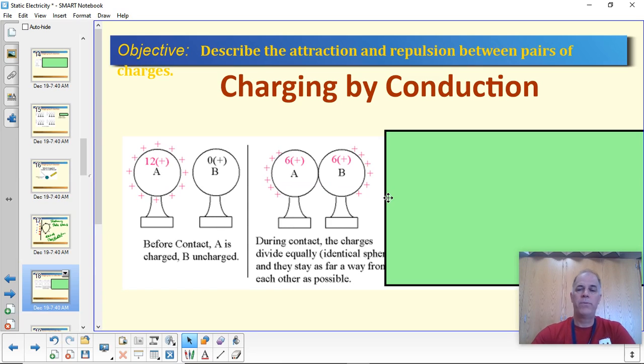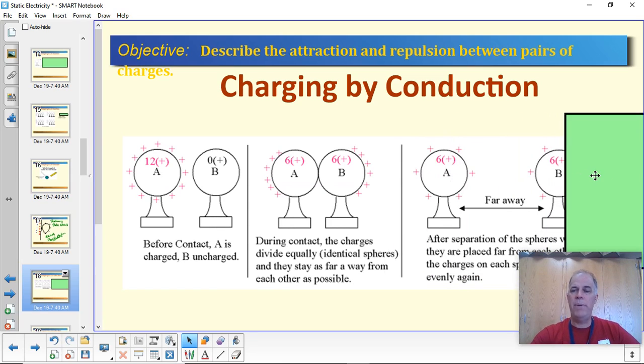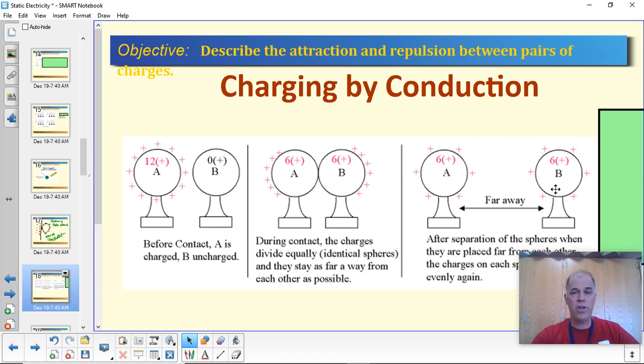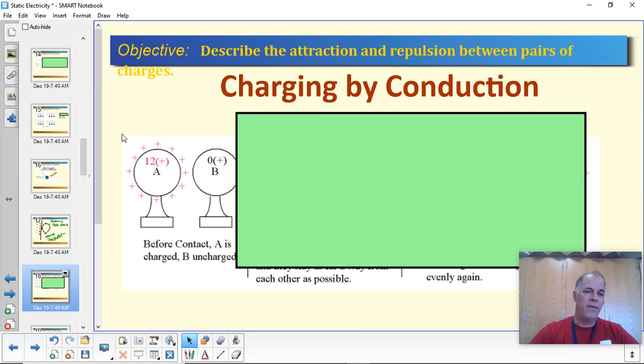Okay, now when we separate them, B has a positive charge, and it acquired that charge because it was in contact with A. The physical charged particles were able to crawl from A onto B. It was charging by conduction, actually carrying charges from one object to another. And when you separate them, they retain that new charge. A has lost some, B has gained some. That's grand.